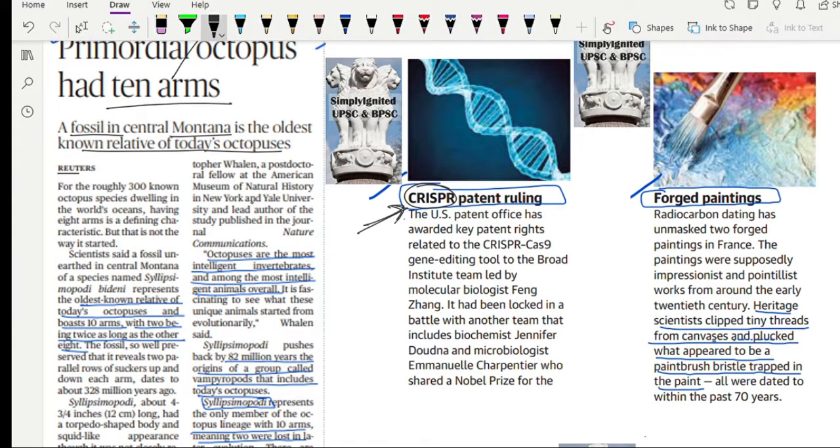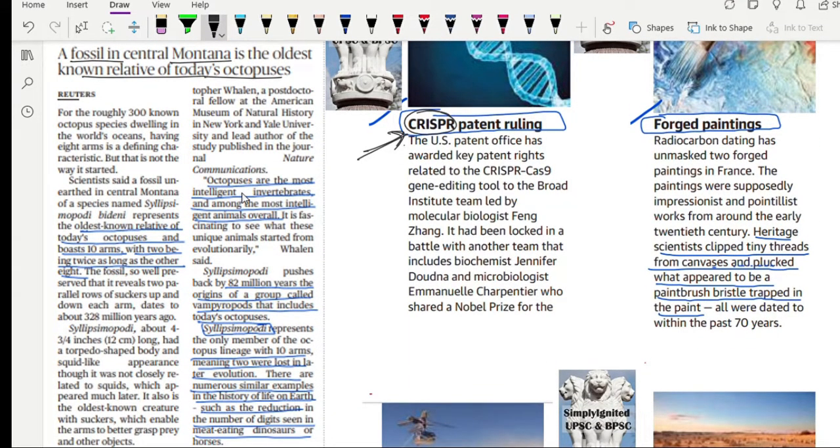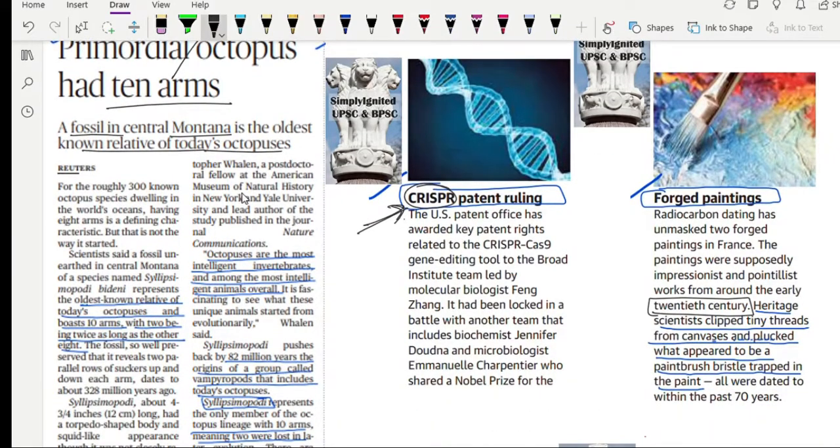It is from static. Now this is forged paintings. There is a concept called forged paintings. Radiocarbon dating has unmasked 2 forged paintings in France. The paintings were supposedly impressionist and pointillist work from around the early 20th century, right? Heritage scientists clipped tiny threads from the canvas and plucked what appear to be paintbrush tufts in the paint. Look, so it was made from impressions, impressions of thread and brush. This is only this that was forged, right?